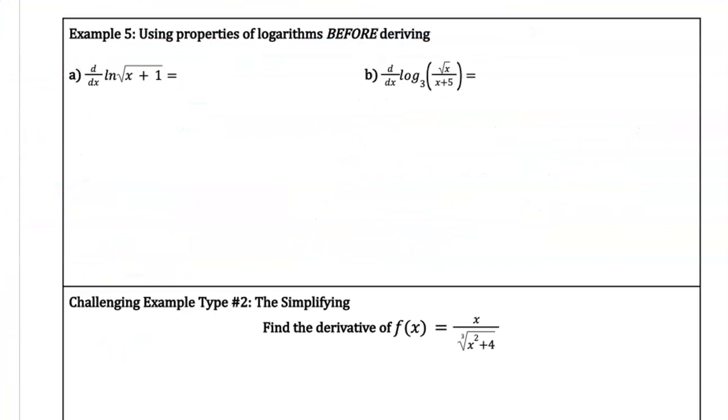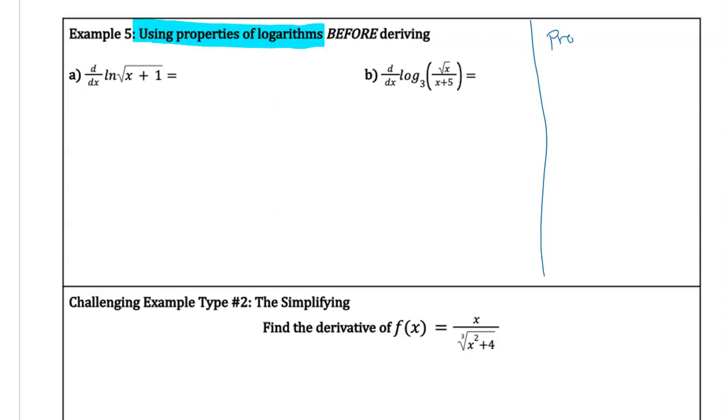All right, so the back of your outline is looking at scenarios that might be a little bit more challenging or just unconventional. So I wanted to point out a few of those. In example 5, the reason I wanted to give you a few of these is because it is an option, and a very good option, for some of our derivatives of logs. It makes it easier to use properties of logs first before taking the derivative to make it a much less complicated derivative process. So I just want to remind you over here what our properties of logs are.